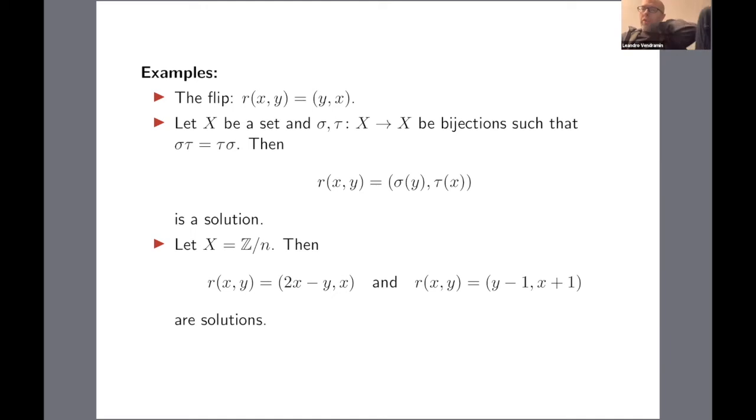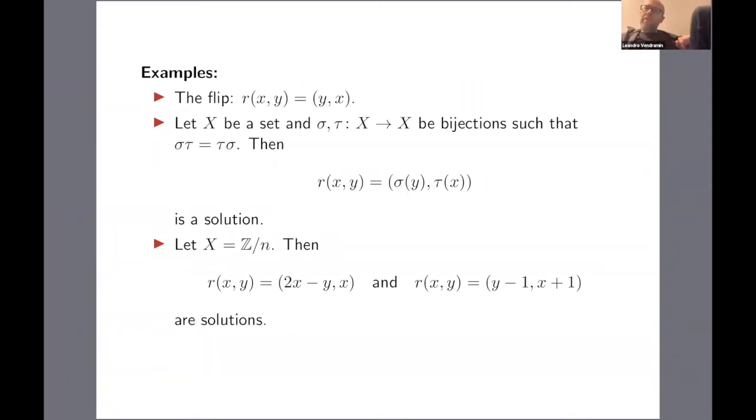Then we have this other family of solutions, which is known as permutation solutions or Lyubashenko solutions. Anastasia discussed this family of solutions. The idea is that you take two permutations, two bijective maps that commute with each other, and then you produce this solution that you have here. And these are quite important, okay?